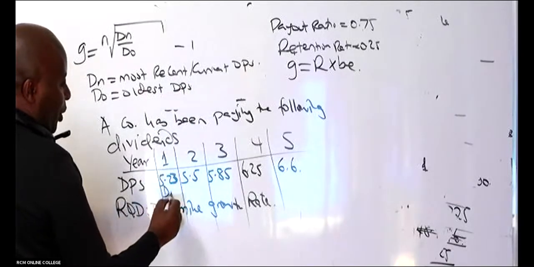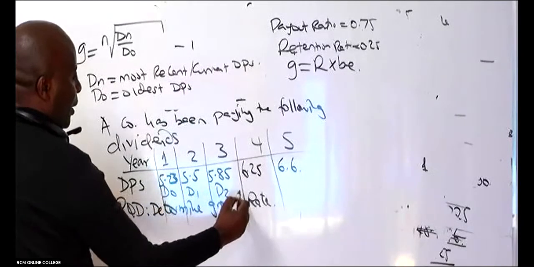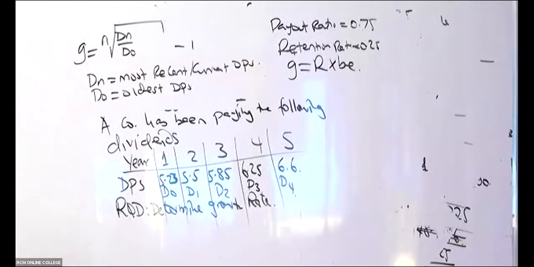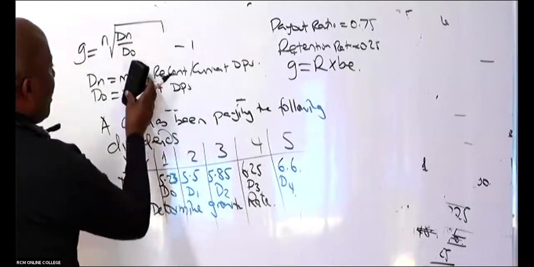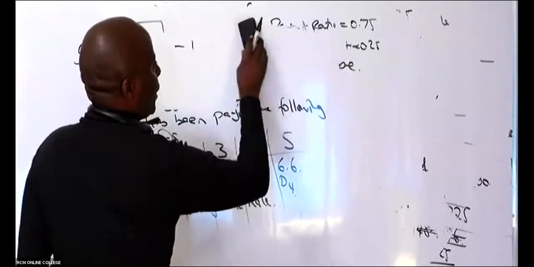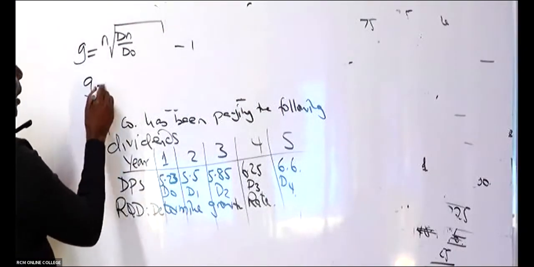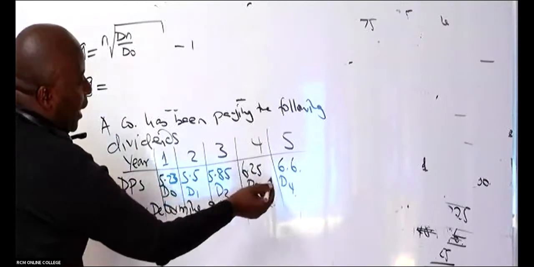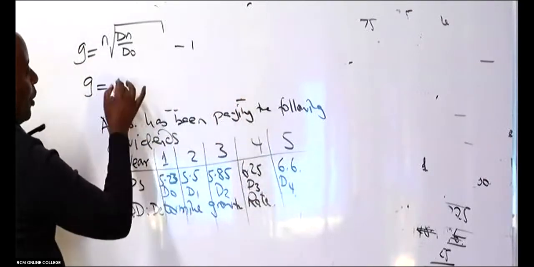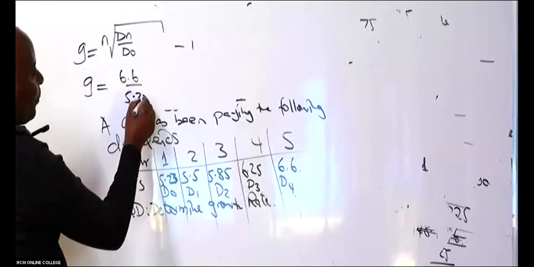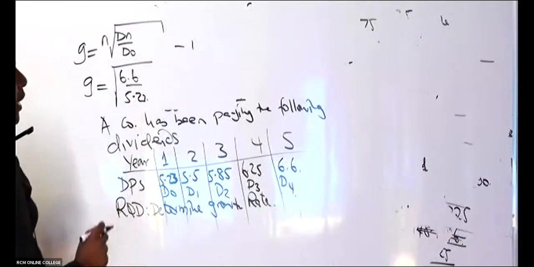So basically, this is your D0, D1, D2, D3, D4 like that. Then, ladies and gentlemen, what we shall be doing is this. G will be equal to Dn, the most recent, which is this D4, 6.6, over D0, 5.23.